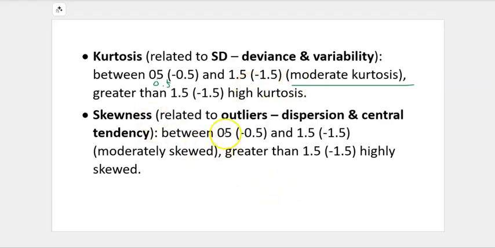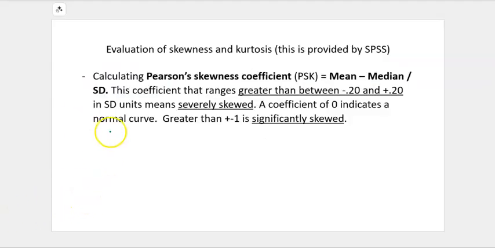Skewness is also between 0.5, sorry about that, and minus 0.5, and plus minus 1.5. That is also moderately skewed. So we will consider that the range of the normal distribution. But if they are outside of this indication, you will consider that it is flat or high, so platykurtic or leptokurtic. And the skewness also, positively skewed or negatively skewed. So you will consider it this way. And the evaluation of the skewness and kurtosis is very important.